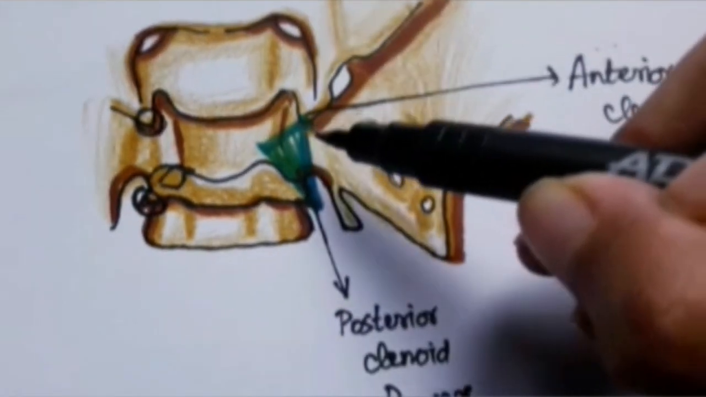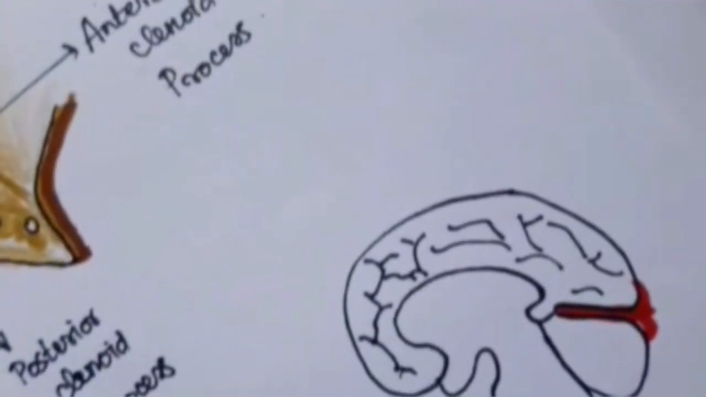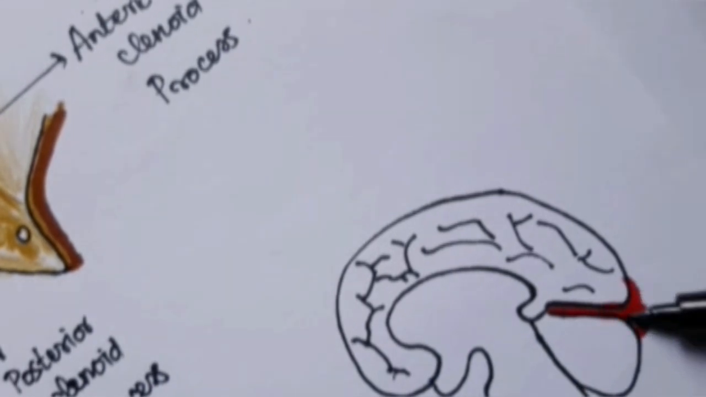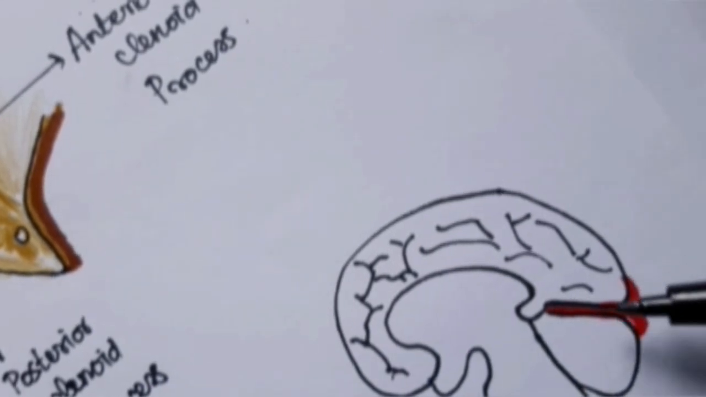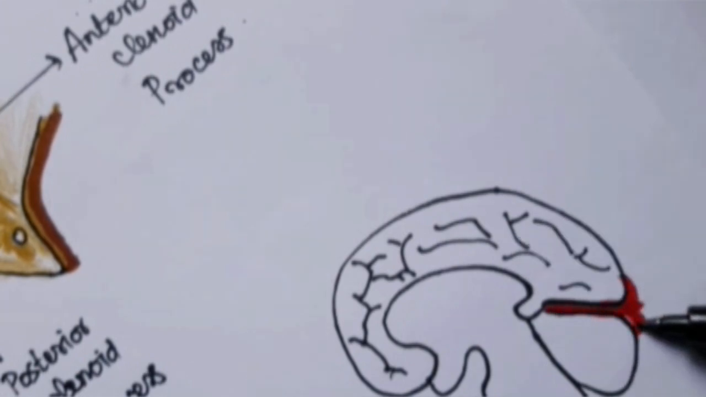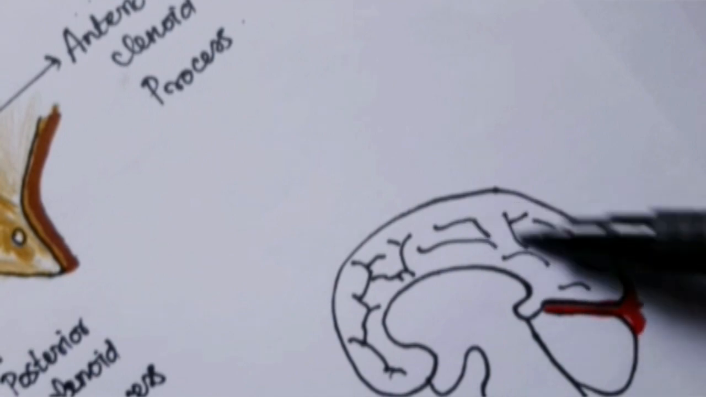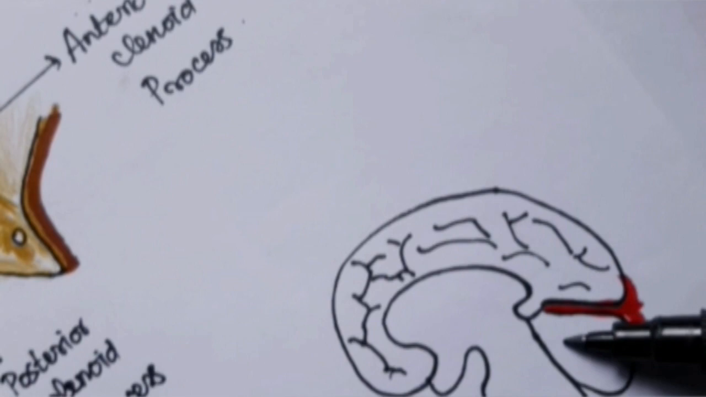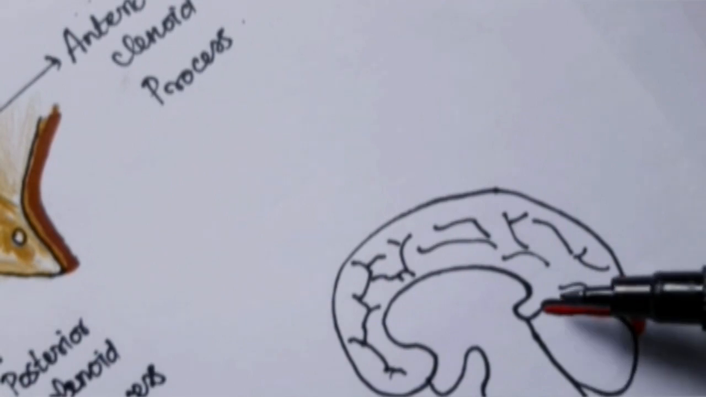What is the tentorium cerebelli? In this picture, if this is the sagittal section of the brain, this red colored layer represents the tentorium cerebelli. As you can see here, the tentorium cerebelli is a layer of dura mater that separates the cerebellum from the occipital lobe. That is why it is called tentorium cerebelli.